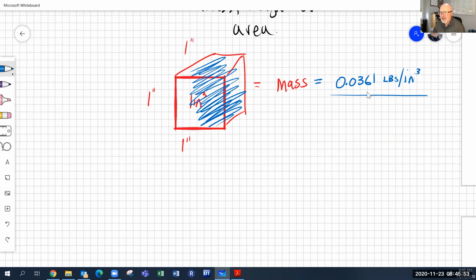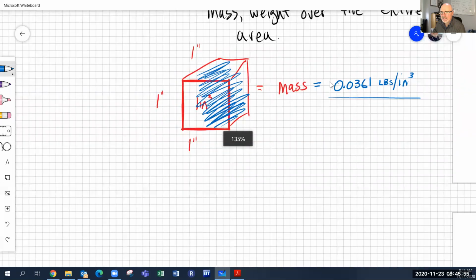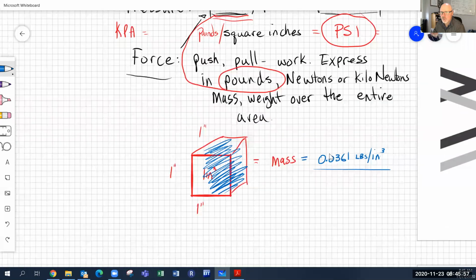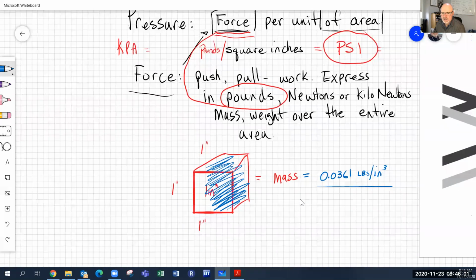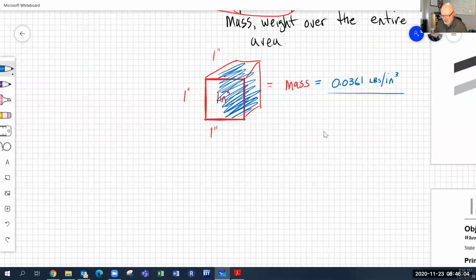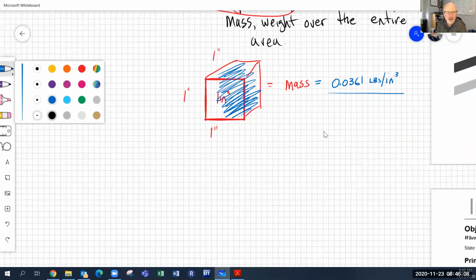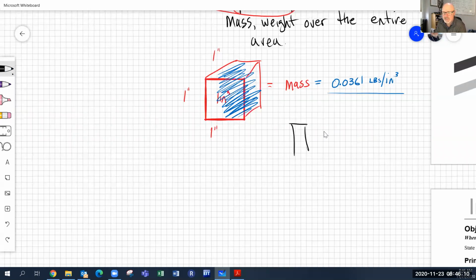But if we go back up and we look at what the definition of pressure was, it's per square inch. So if I go back into this little box, and if I make a newer one, just so I could see it here. Oh, that's really bad. Let me try that again.